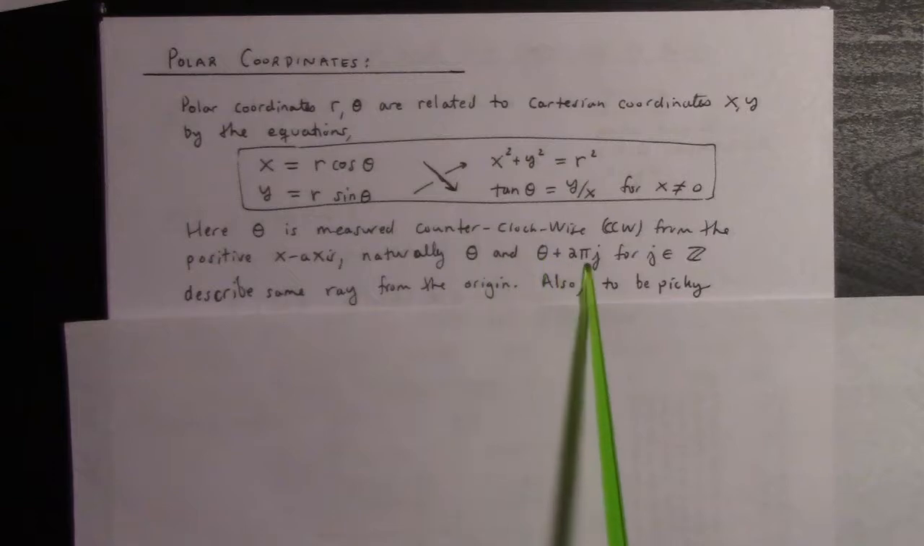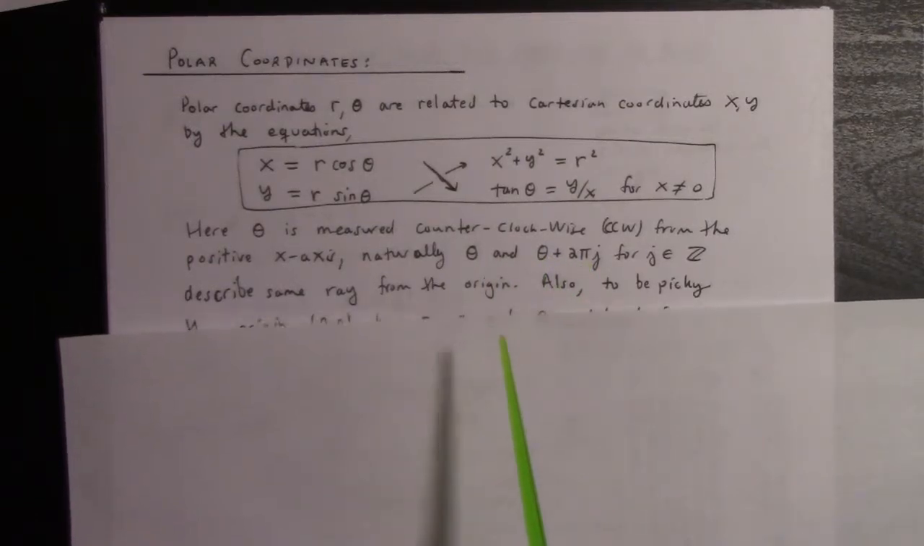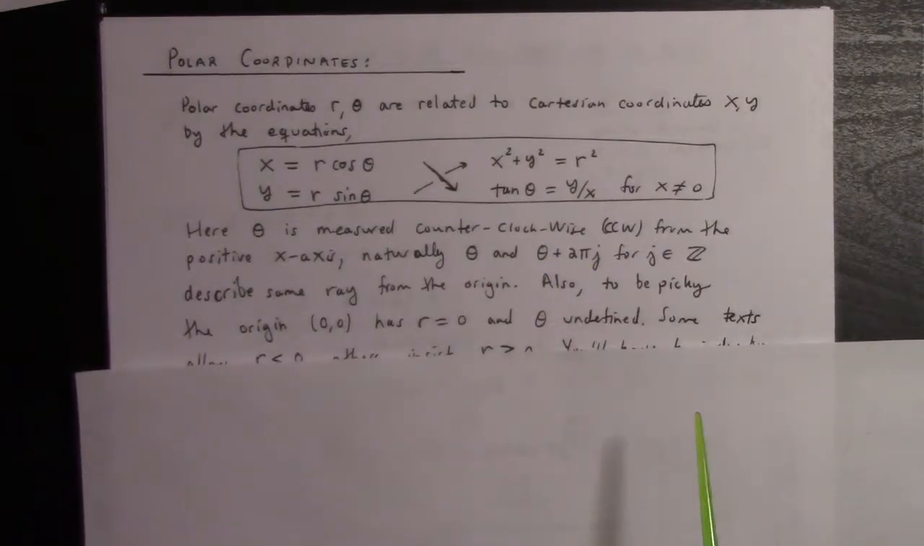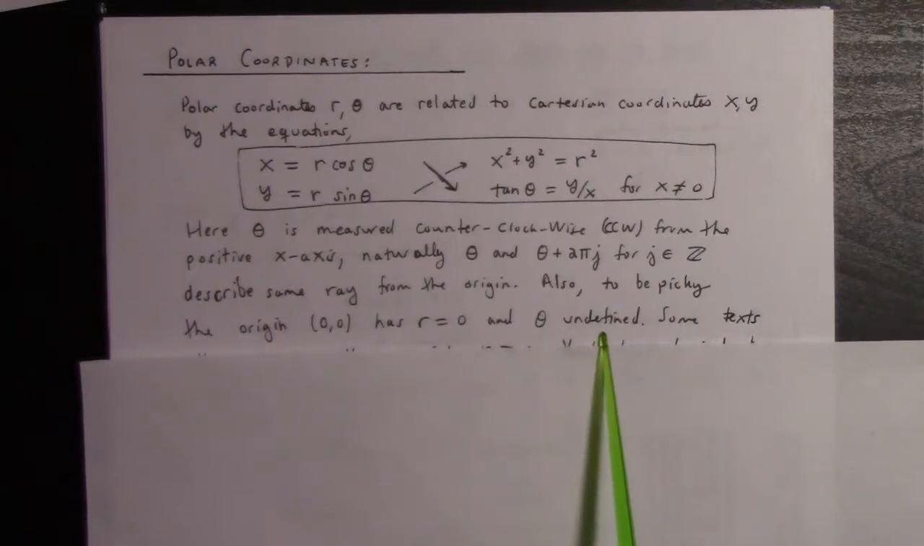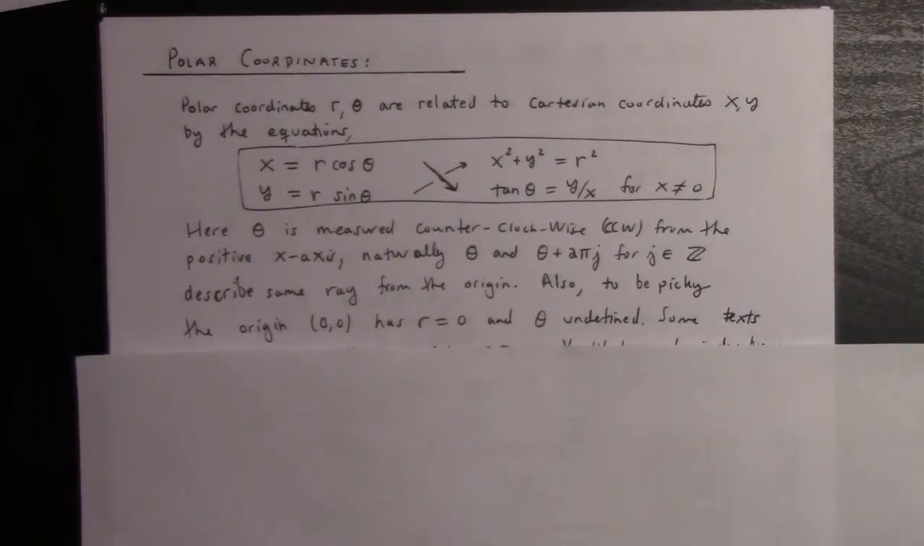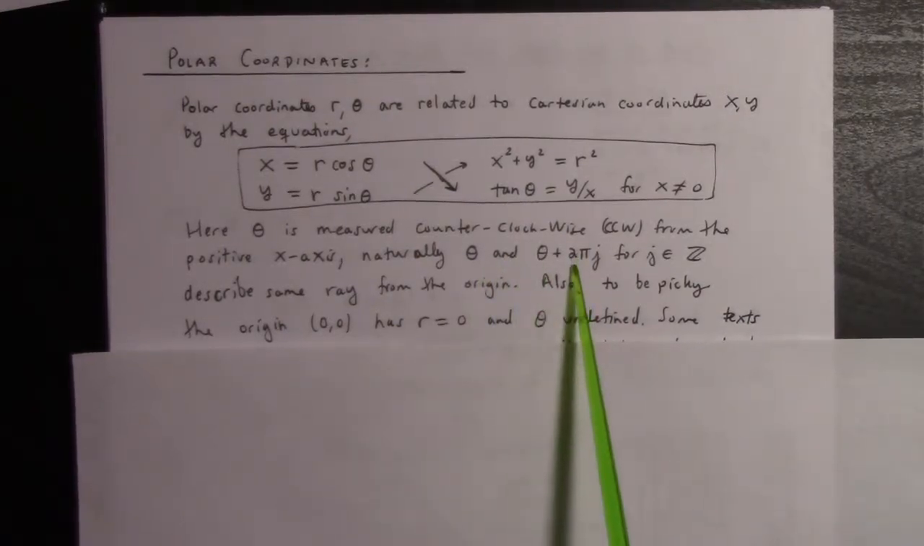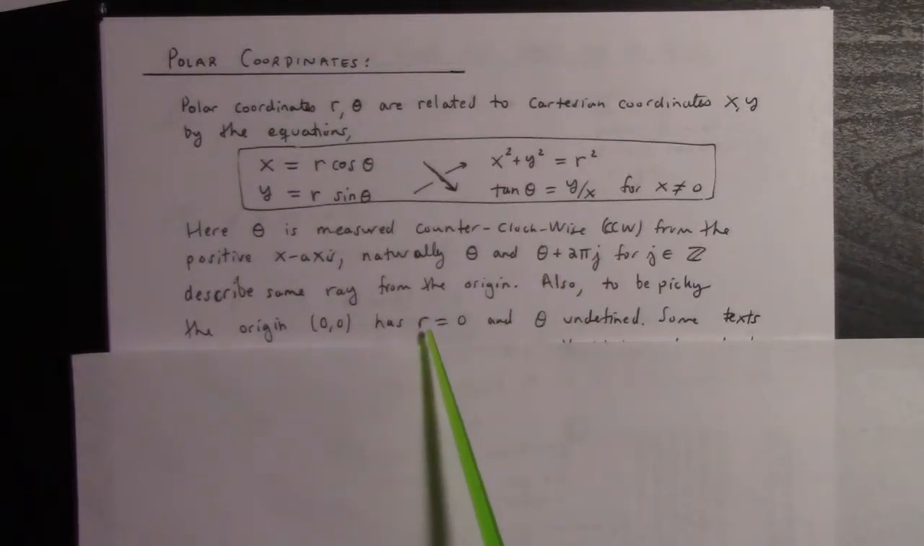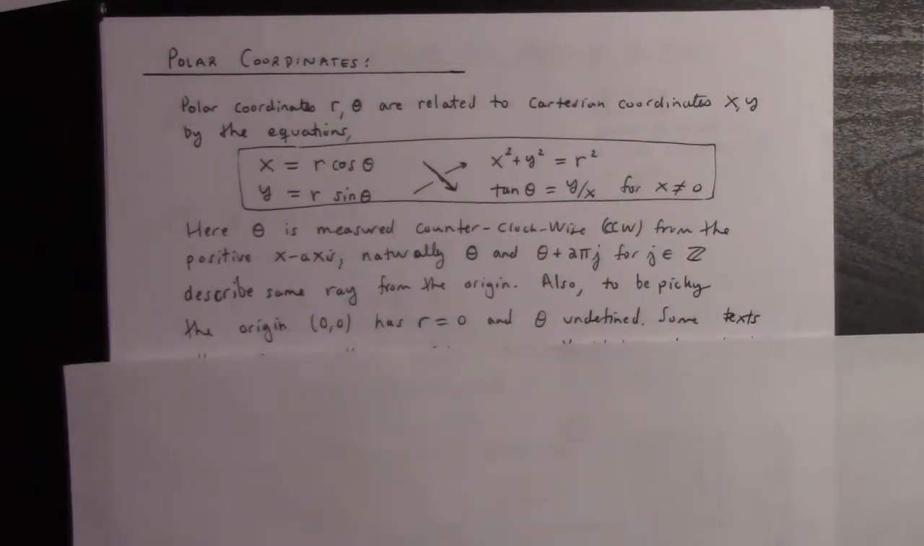Anyway, so theta and theta plus 2 pi j describe the same ray from the origin. And to be picky, the origin doesn't have an angle defined, it just has r equals 0. So polar coordinates, unlike Cartesian coordinates, have some defects. All right, they're not unique. That's kind of a problem. And they're not even defined at the origin.